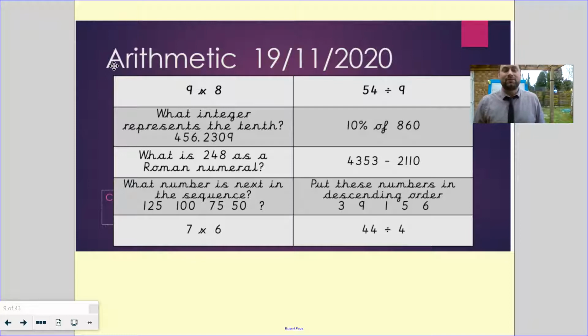What's 7 times 6? What's 54 divided by 9? What's 10% of 860? What's 4,353 take away 2,110? Can you put these numbers in descending order? And then 44 divided by 4. You can pause the video now and get these questions down. Please don't spend more than about 10 minutes, 1 minute per question.